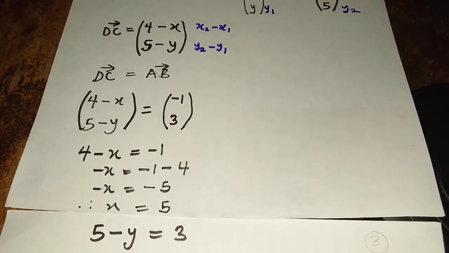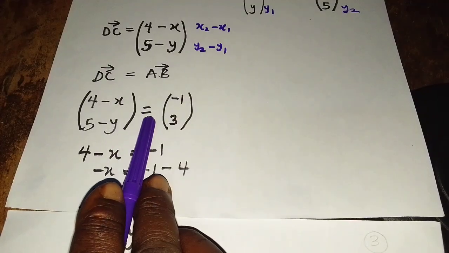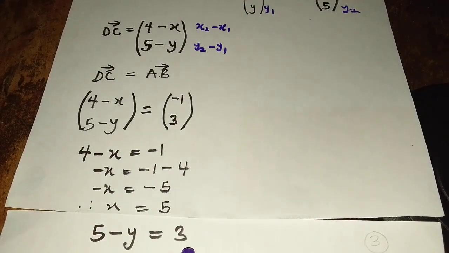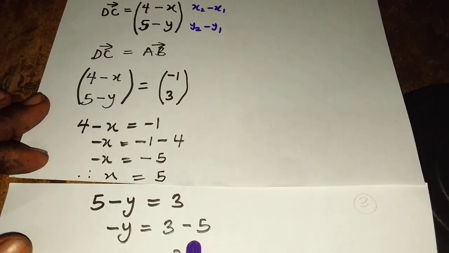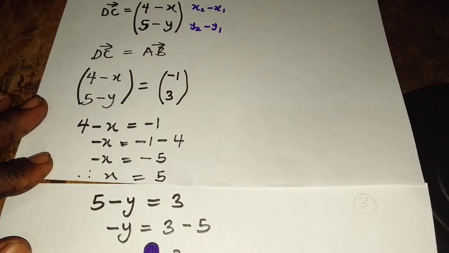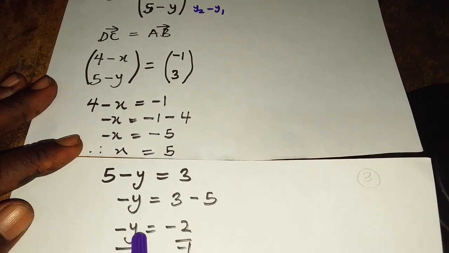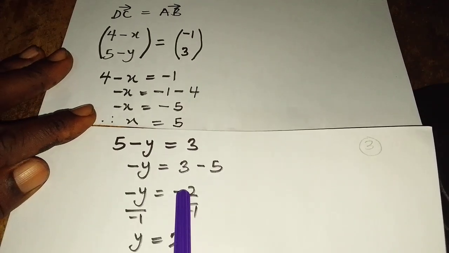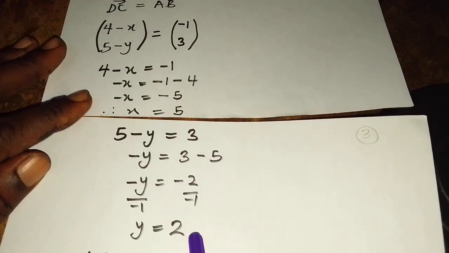To get the corresponding value for y, you realize that 5 minus y will be equal to 3. So 5 minus y is equal to 3. Bring this 5 to the other side. This is plus 5 here, and when it comes here it turns to minus 5. So that means minus y is equal to 3 minus 5. From there, 3 minus 5 will give you minus 2. So to get y, you divide both sides by minus 1, so that your y will now be equal to minus 2 divided by minus 1, which will give us 2.